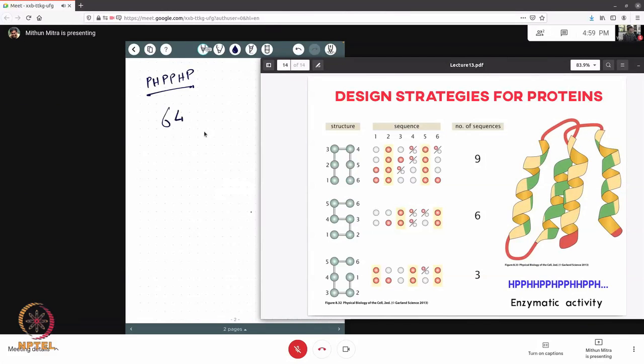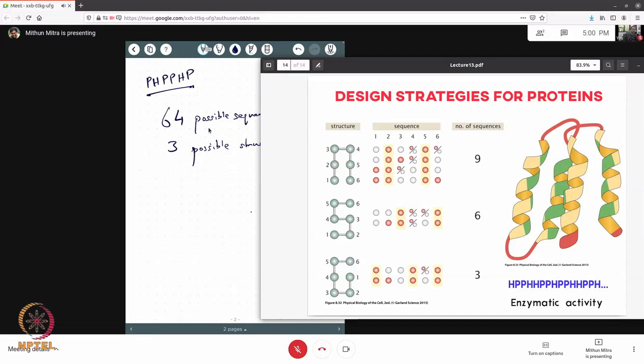Now remember we said that I have these 64 possible sequences, and I have these three possible structures. The question I want to ask is, out of these 64 possible sequences, how many sequences have a unique ground state? And if they do have a unique ground state, which structure is most favored?